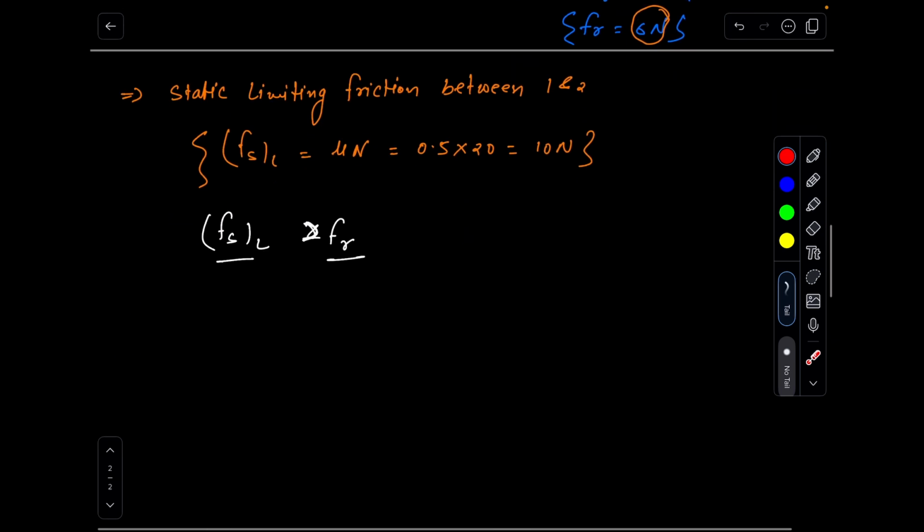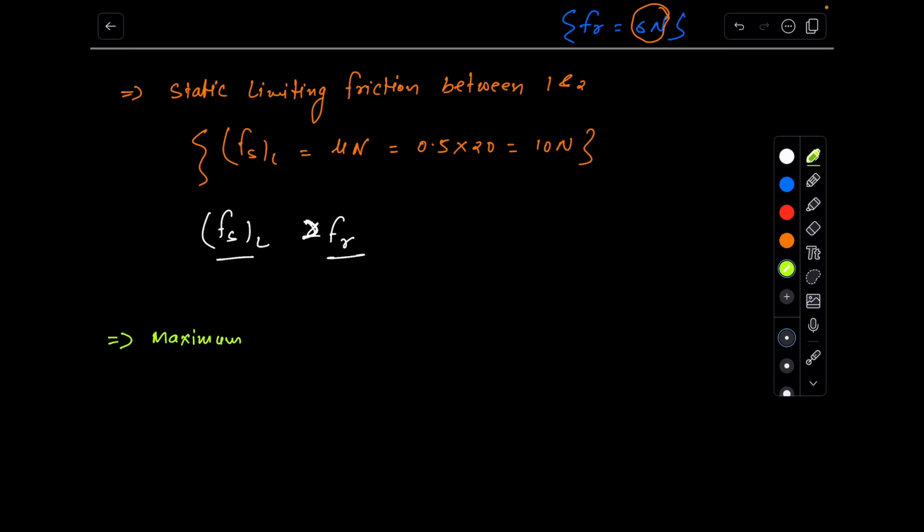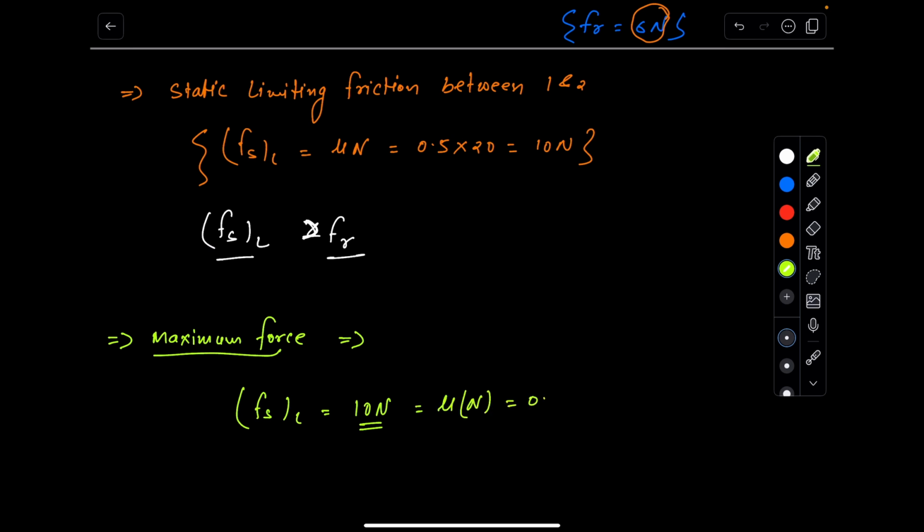For these kinds of questions where we need to find the maximum force for moving together, first we calculate the static limiting friction, and right now we know it is 10 Newton between them. How do we know? From mu multiplied by the normal between the surfaces. Mu is 0.5 and the normal between the surfaces is 20 Newton. That comes out to be 10 Newton.